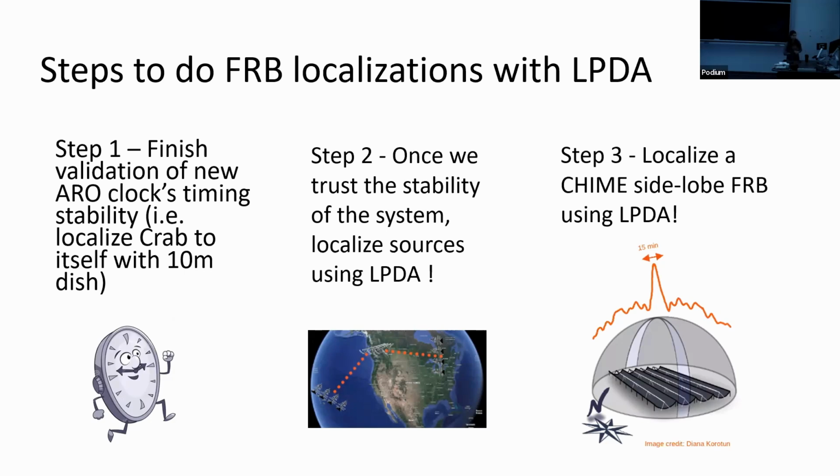And then finally, after doing that test, because we want to make sure that we can even localize anything, the second step would be a known source like the Crab pulsar. And then the final step would be to hope that we observed an FRB recently enough when the LPDA was in operation, and hopefully that's also at CHIME, and then try to localize it.